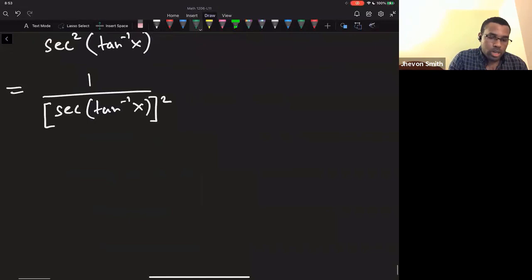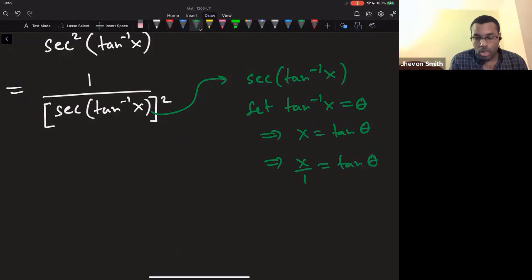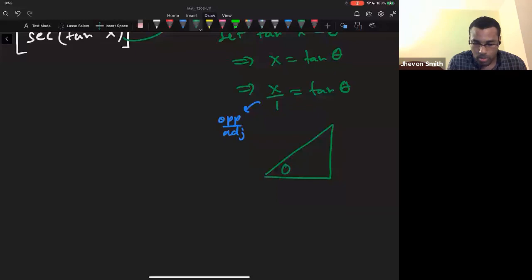So you go here, and you're like, okay, we want secant of tan inverse. Set tan inverse equals theta. This means that x equals tan theta, so x over 1 equals tan theta. And tangent, we know, is opposite over adjacent. So that means we can create a right triangle. Opposite is x, adjacent is 1. So the hypotenuse is going to be the square root of 1 plus x squared by Pythagoras.